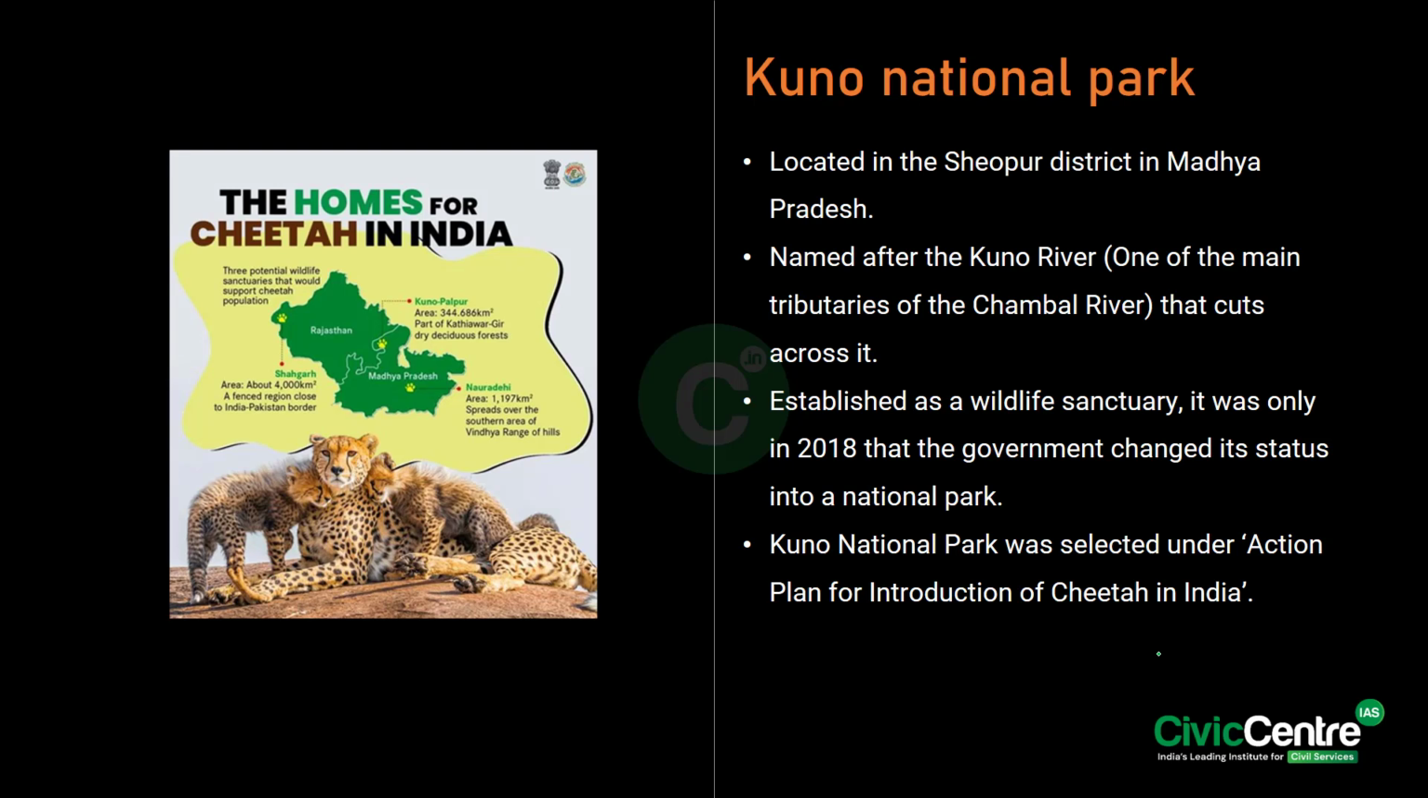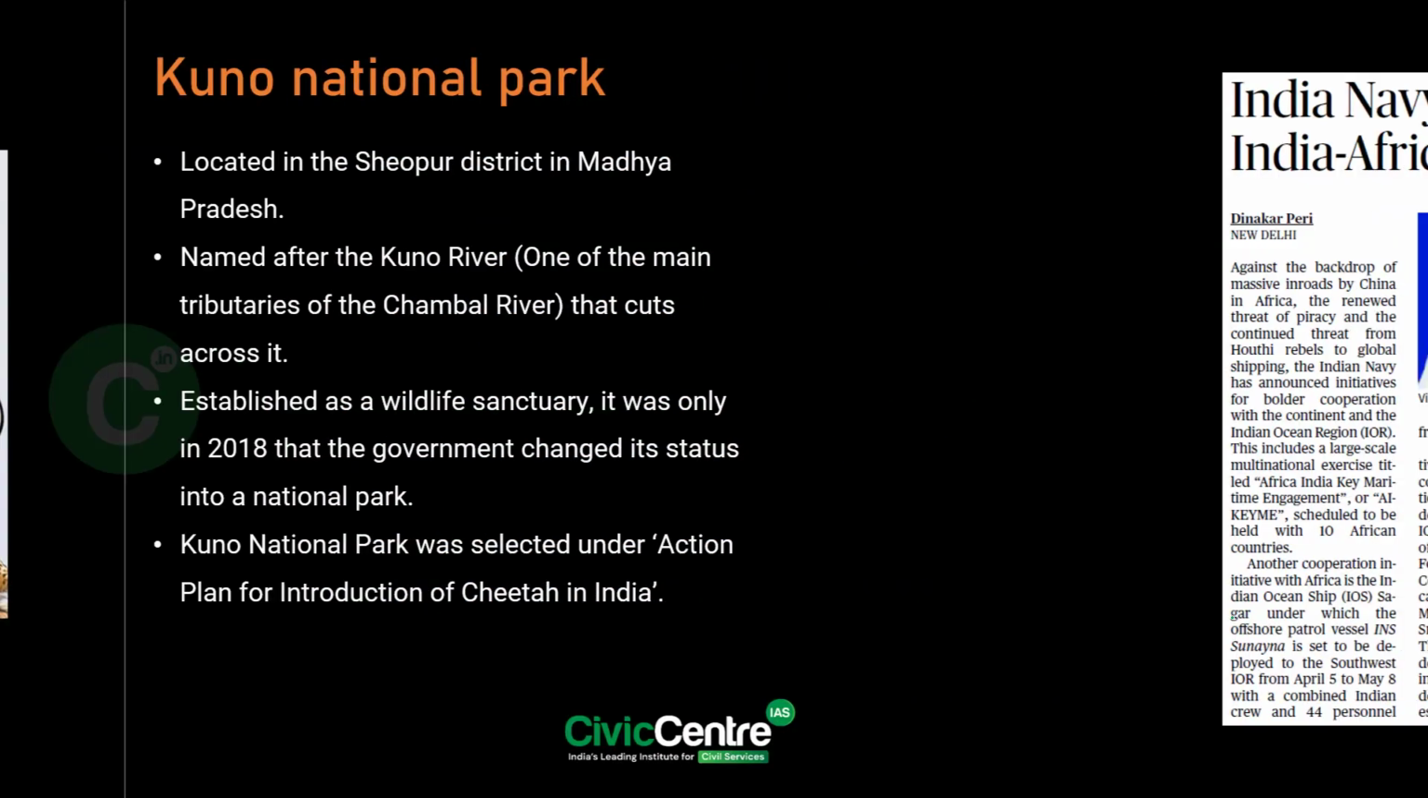See, it is located in the Sheopur district of Madhya Pradesh and is named after the Kuno River, which is a tributary of the Chambal River, and this cuts across the national park. Established as a wildlife sanctuary, it was only in 2018 that the government changed its status into a national park. Furthermore, this national park was selected under the National Action Plan for the introduction of cheetah in India.